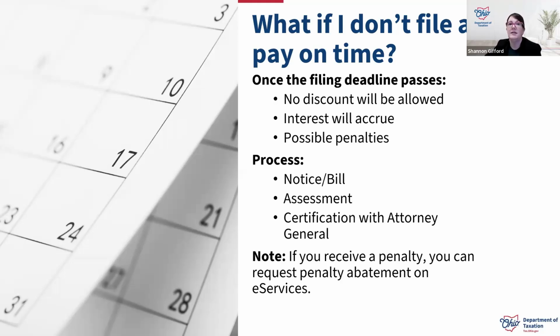Now, if the assessment is not rectified or an appeal is not made within those 60 days, then whatever amount is due can become certified for collection with the Ohio Attorney General's office. I do like to add, once this happens, there are additional fees and interest that the Attorney General does charge. And if you do receive a penalty, you can always request penalty abatement on eServices through the Ohio Business Gateway, and now I will turn it over to Lindsay Meadows, who will discuss the Ohio Business Gateway and eServices.